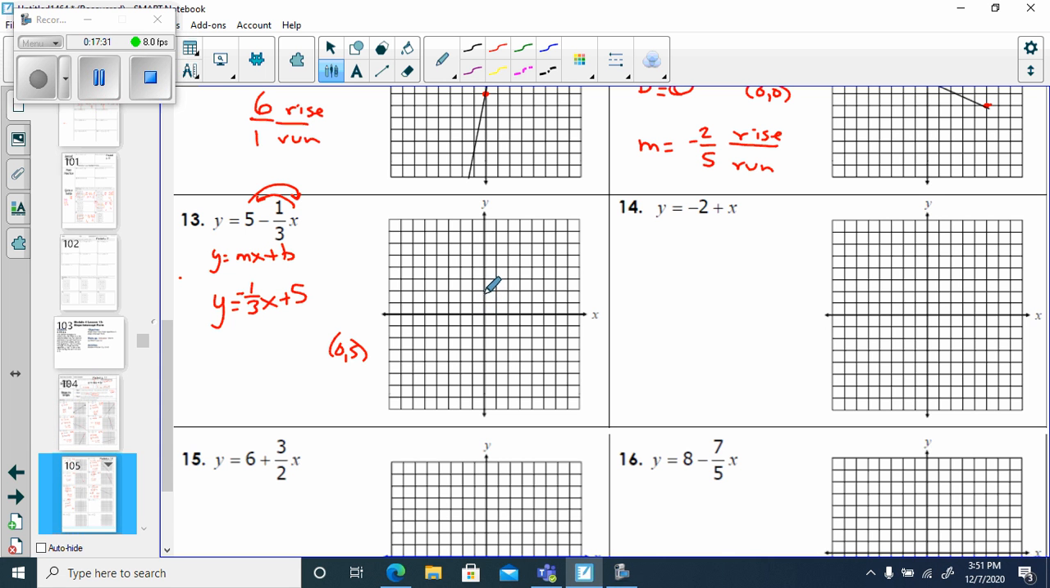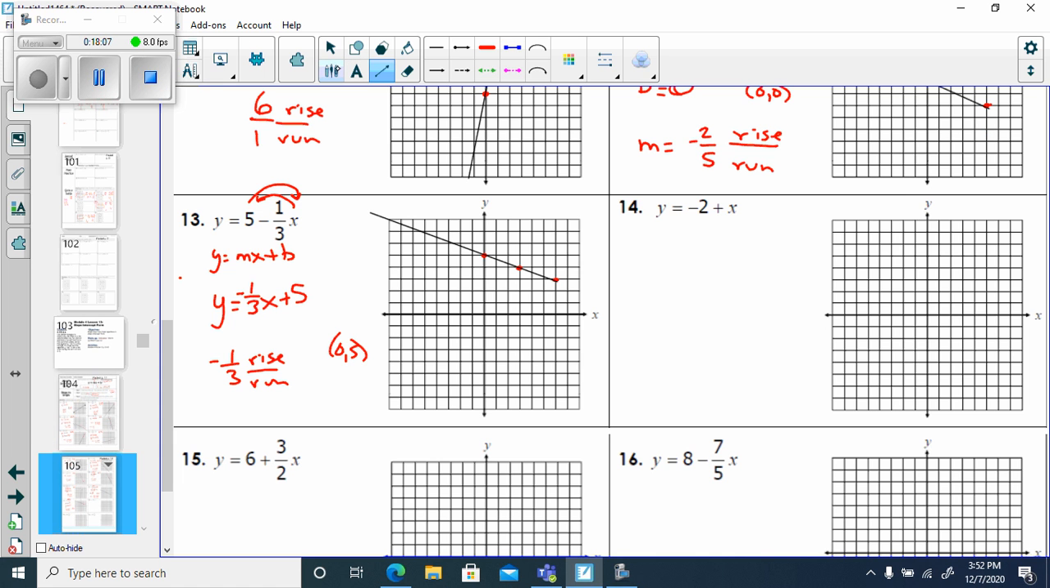Go up to 5. Okay, and our slope is negative 1/3. That's our rise over our run, which means we'll go down 1 and over 3. 1, 2, 3. Is there enough room for me to do that again? Yeah, I can do it again. Down 1 and over 1, 2, 3. Okay, I don't have enough room to do it again, so that's enough right there. Let's draw our line. Okay, we got it.